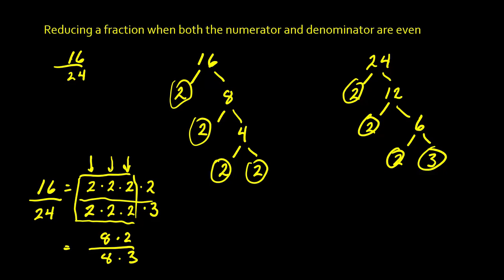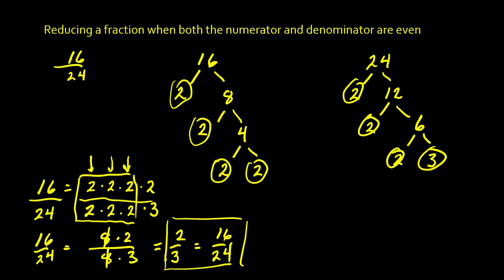8 divided by 8 is just 1. So when I reduce 16 over 24, once I factor out the greatest common factor, I'm left with the reduced fraction, which is 2/3. Box in the answer.